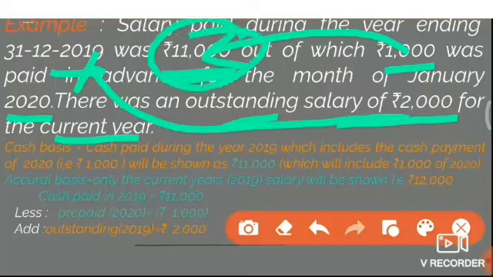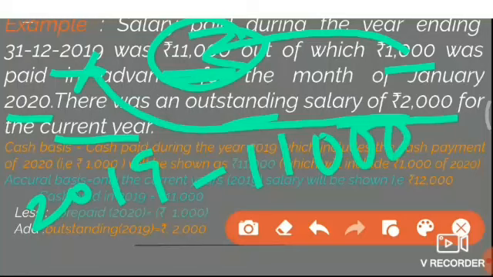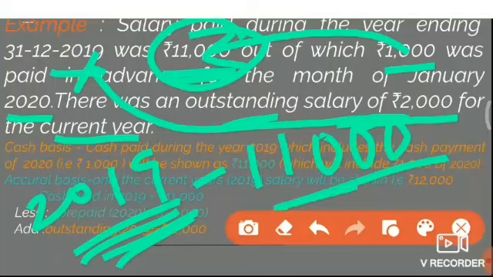So if we are recording on cash basis for 2019, for example, then we will record only 11,000 rupees. And we will also include that 1,000 rupees which belongs to the next year, because the cash has been paid in 2019. So when we are showing on cash basis, we do not consider time, but we consider how much cash was received during that year. Only that is recorded in the account.